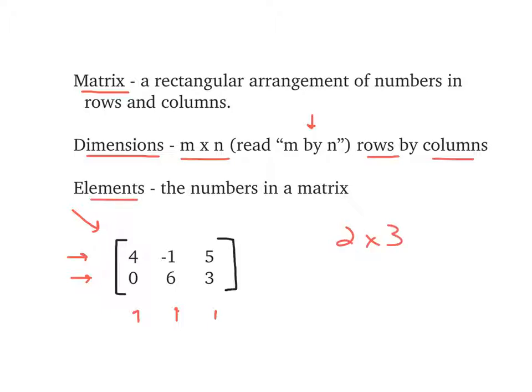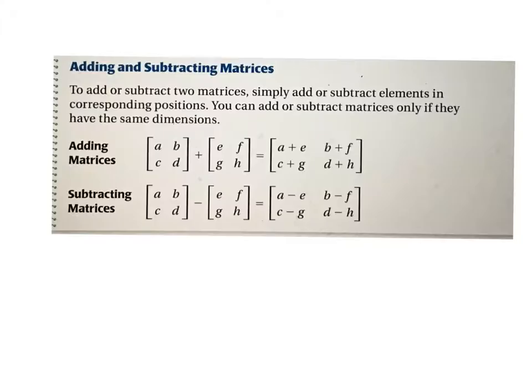Elements are the numbers inside a matrix. So that 5 right there, that's an element. The 6, that's an element. Matter of fact, the 6 you would say is in row 2, column 2. This 3 right here would be row 2, column 3. But it's a 2 by 3. That's how you read it. A rectangular arrangement. Elements are the numbers inside.